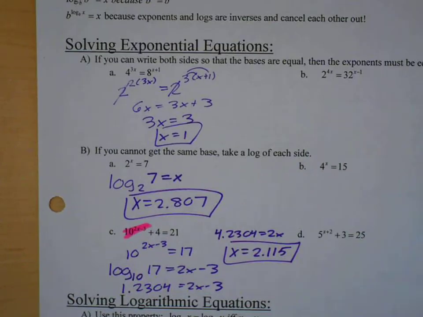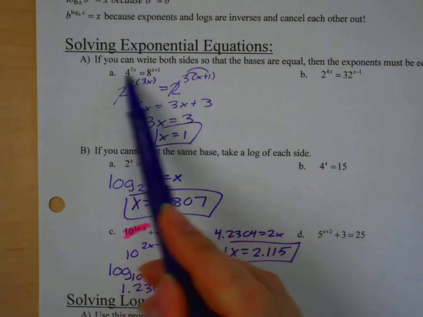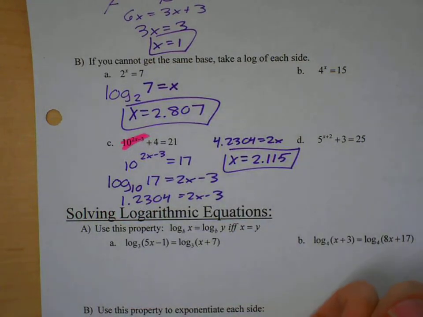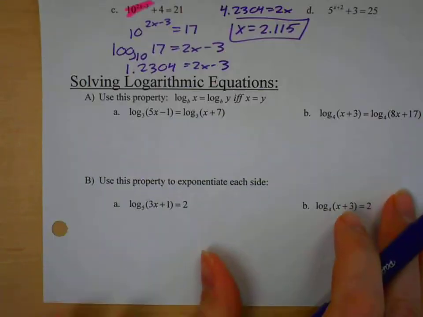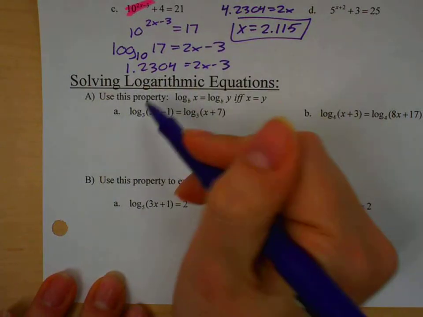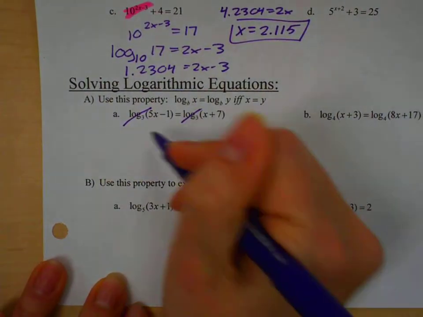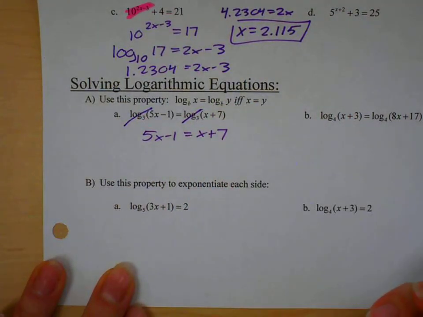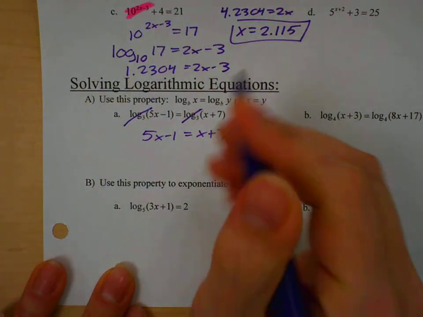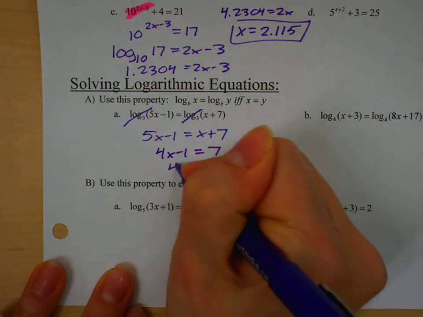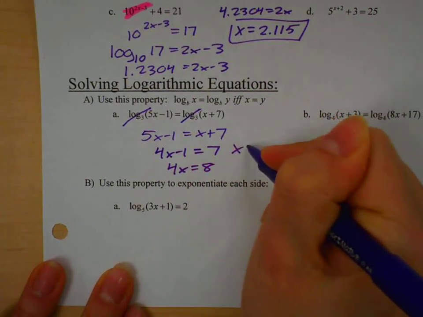So 2 methods. One, if you can get it to be the same base, then you can set the exponents equal, or you put it in logarithmic form and solve. All right, if I have logarithmic equations, kind of the same deal. If I see that I have the same base, like I do here, I can cross it off and just set these equal. 5x minus 1 equals x plus 7. So this is just an equation to solve. I'm going to subtract x from both sides, add 1 to both sides, divide by 4.